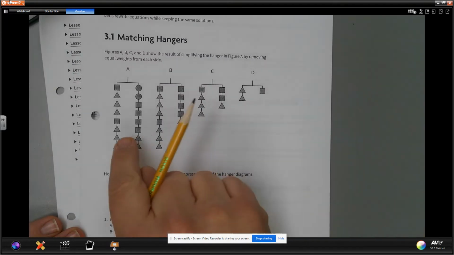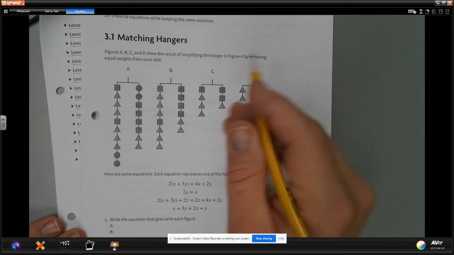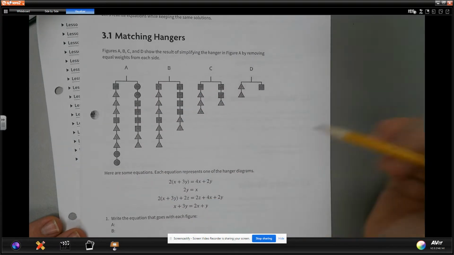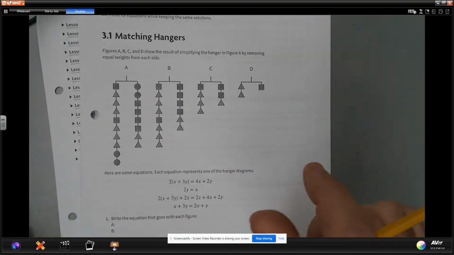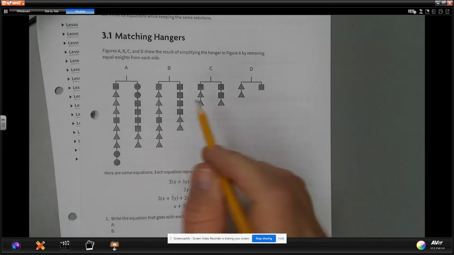Here are our different hangers. Notice that we get a little bit larger to smaller. And then here's some equations to be able to work with. So we're looking at equations, and each equation represents one of the larger hangers up here in the diagram.